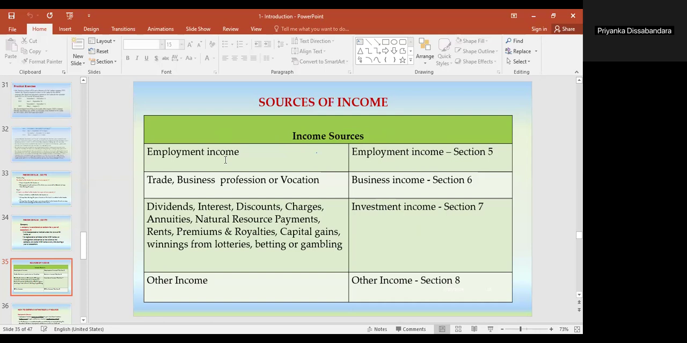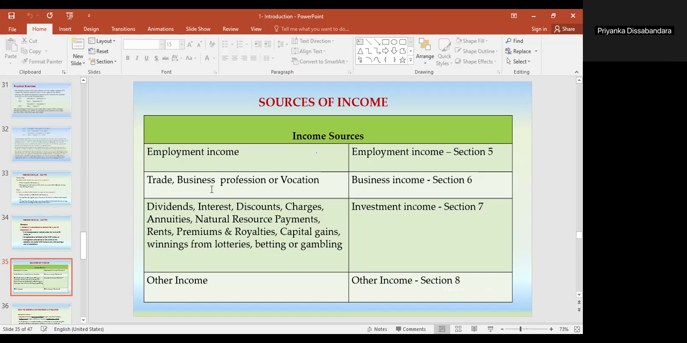What else? Bonus. Salaries. Incentives. Overtime. Bonus. Other allowances, vehicle allowances, fuel allowances. Medical allowances. There may be a lot of allowances. If those allowances are received from an employer, then that kind of income should be categorized under employment income.